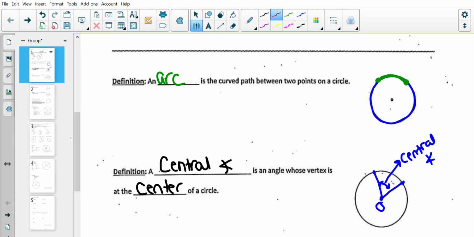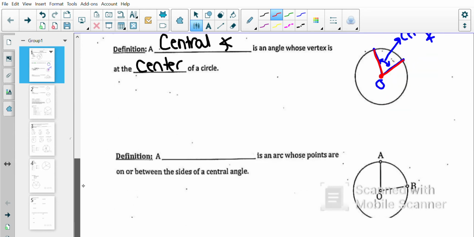Now, if you notice in a central angle, the sides of that central angle are radii, and that will always be the scenario. The arms of the central angle will always be radii of the circle. Okay, next definition.